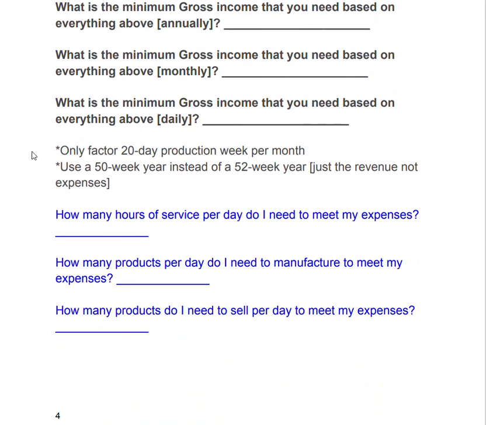All right. Now here's something that's a caveat. Only factor a 20-day production week per month. Why do you think that is? Do you want to work 7 days a week? Well, you might want to, but guess what? Other people might not. They might want their Sundays off if you're working with team members, right? And then use a 50-week year instead of a 52-week year.